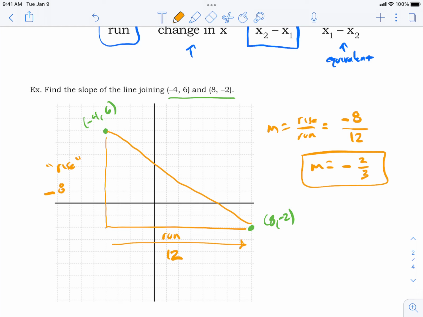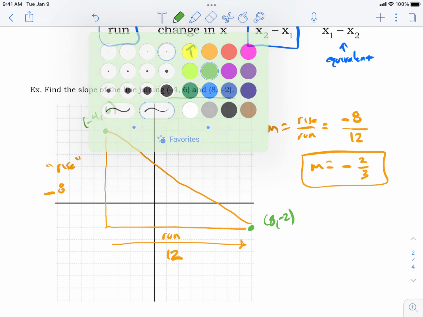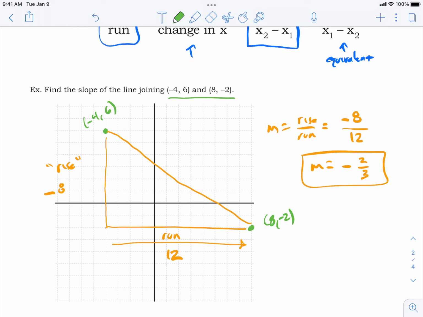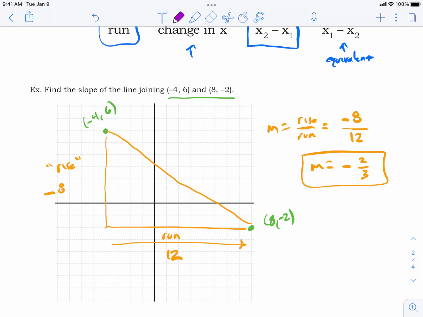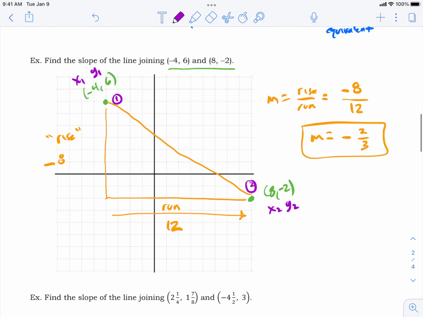Now, if you want, you can use the formula. I'll use the formula just for fun, just so you see it used once. What you would want to do is take one of these points and call it point 1. Take the other one and call it point 2, and it doesn't matter which is which, as long as you stay consistent. I'm going to call that point 1 and that point 2, which means that's my x1, that's my y1. That's my x2, that's my y2. So if I start using that formula, maybe I'll shove it over here somewhere: y2 minus y1 over x2 minus x1.